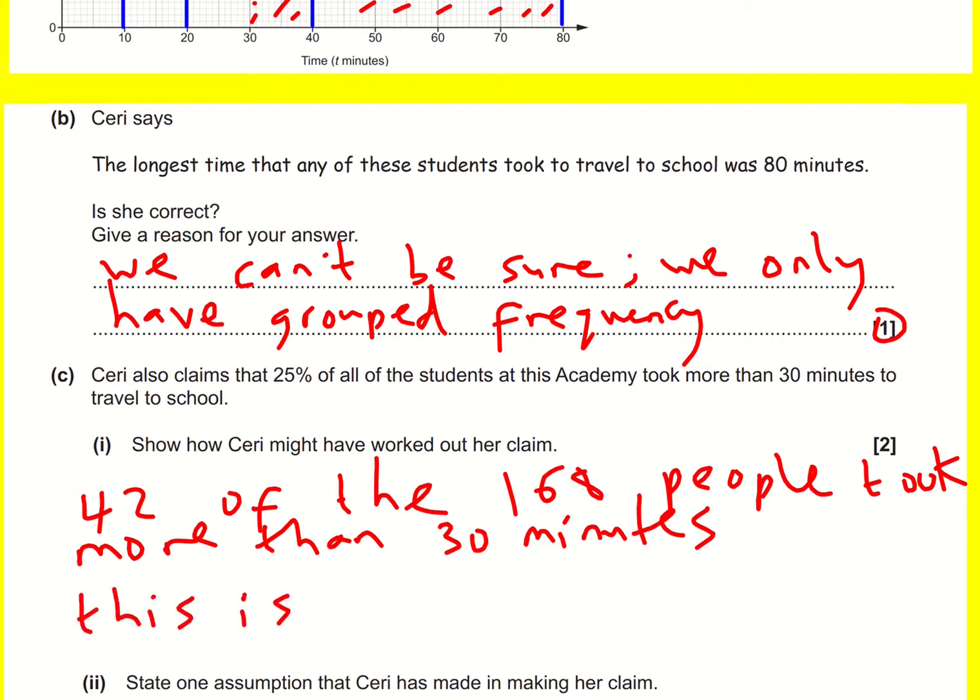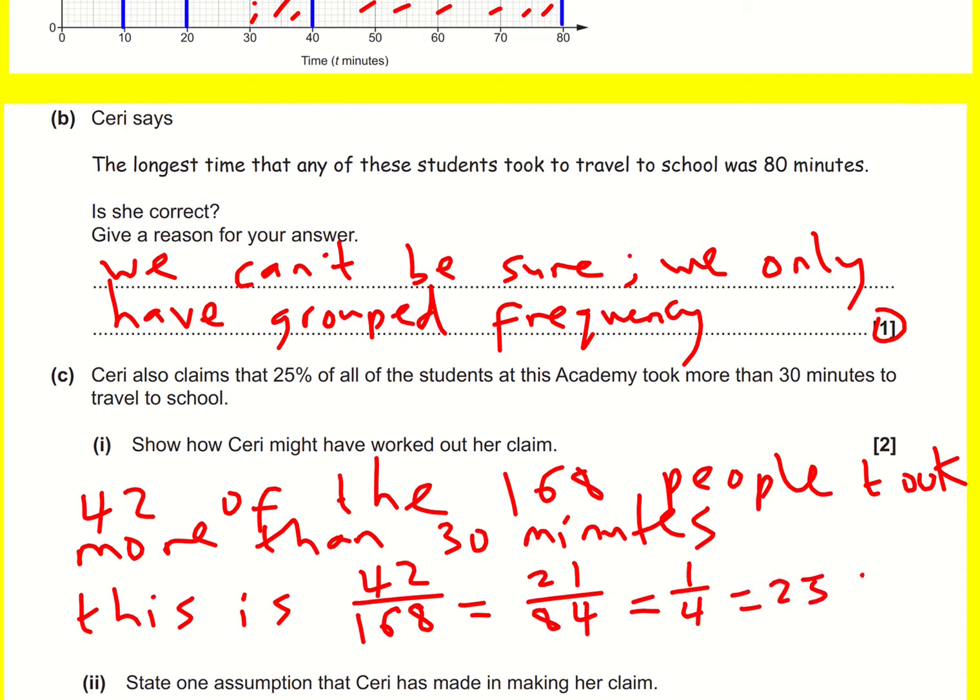Now I can write this as a fraction, 42 over 168, which becomes 21 over 84. Now, what goes into both of these? I think actually 21 goes into 84 4 times, so I can write a quarter, and finally 25% of them. So Kerry is right in this claim, and we've just essentially shown how she might have worked it out.